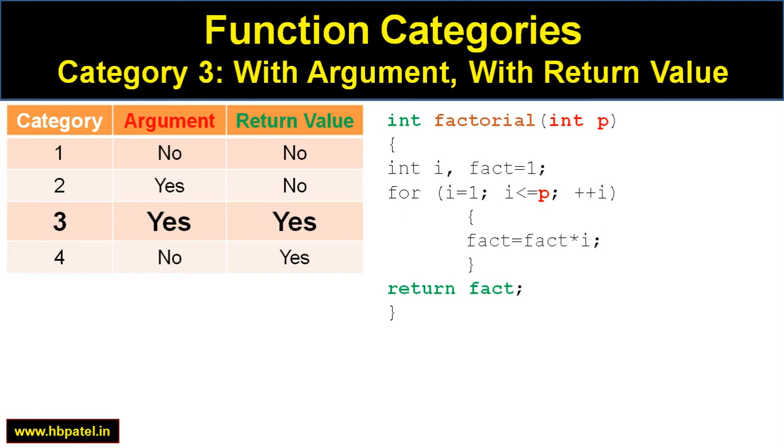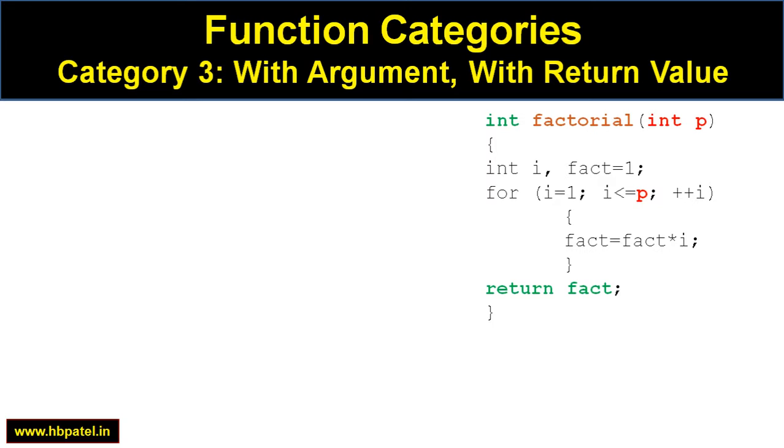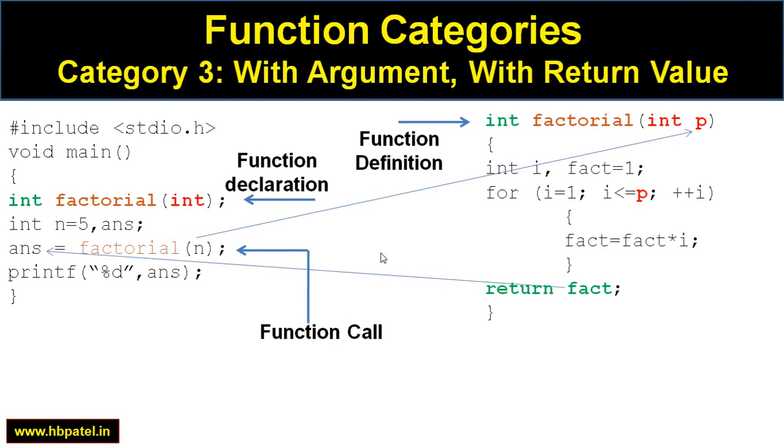Now let us see how we use this function. This is the same function that we have discussed. This is my function definition followed by the entire body of the function, and then this is my main. In main, first we declare the function: integer factorial integer. So factorial is a function with one argument of type integer, and factorial returns one value which is also of type integer. So this is the function declaration.